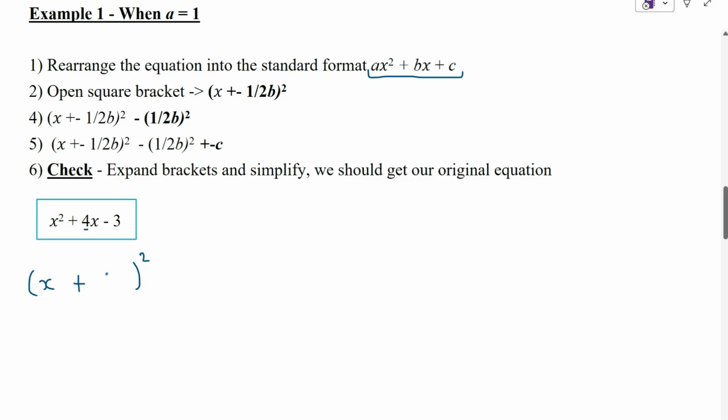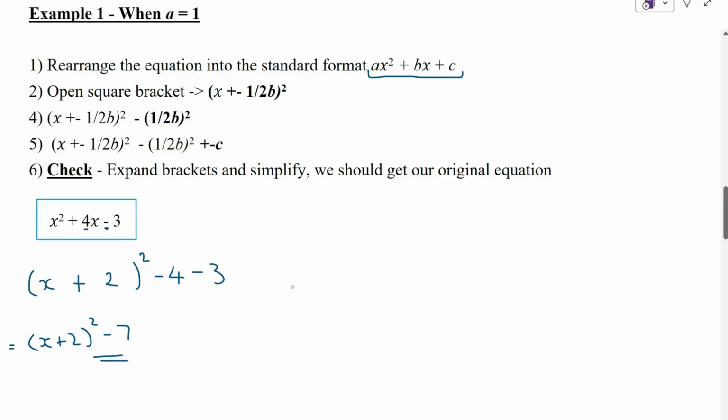We half that, we get 2. The next step after that, we minus outside the bracket this half b squared. So 2 squared is 4. And lastly, we plus or minus, again, depending on what the original equation shows, here it's minus, this c value here. So we're going to write minus 3. Now let's simplify this. So this bracket stays the same, and we just add or minus these numbers outside the bracket. So that gives us minus 7.